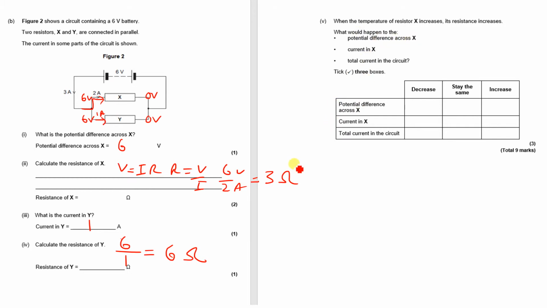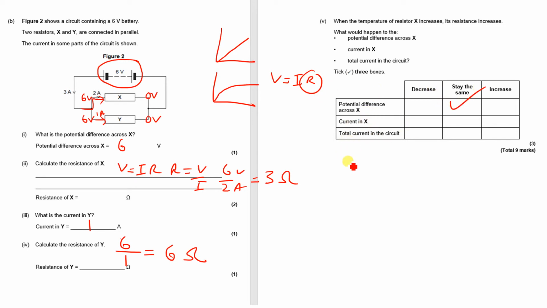Right, when the temperature of the resistor increases, its resistance increases. So if we increase this temperature, it's no longer going to obey Ohm's law. It's actually going to look like that as a graph, because V will not equal IR unless resistance is constant. So what would happen to the potential difference across X? Well, the battery is always 6 volts, so it's always going to have 6 volts going in, and it's always going to have 0 volts coming out. So that has to stay the same.